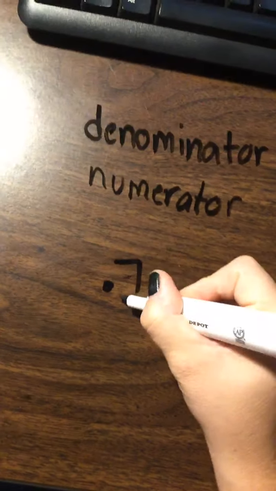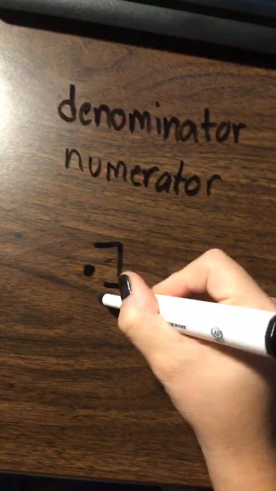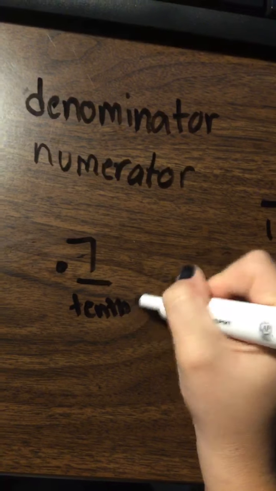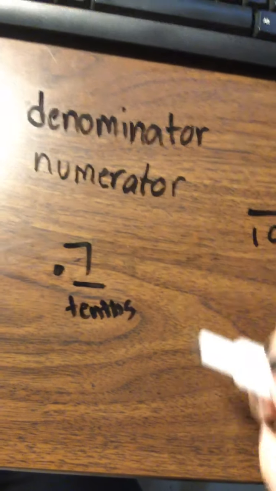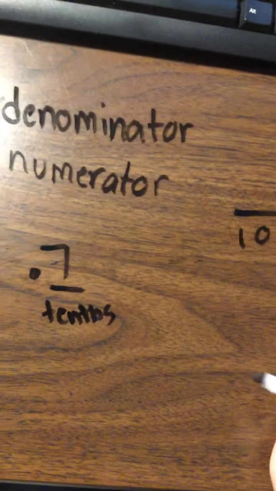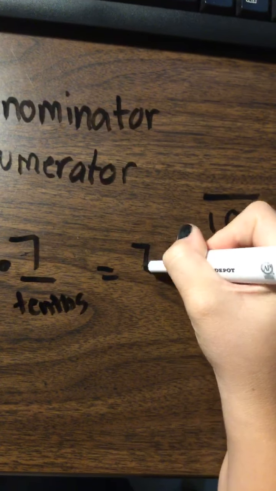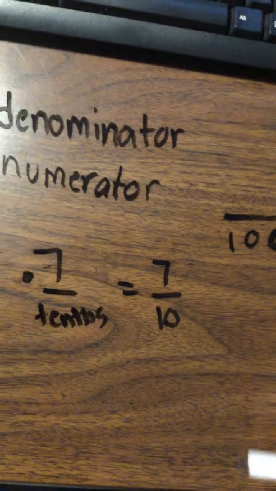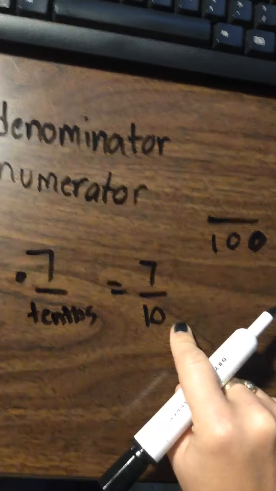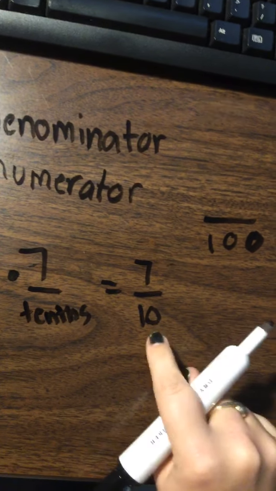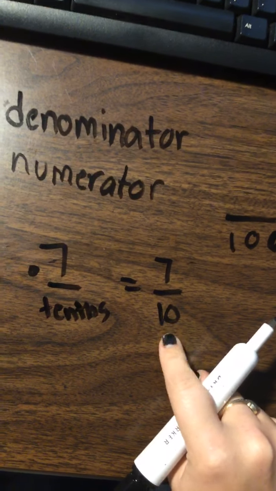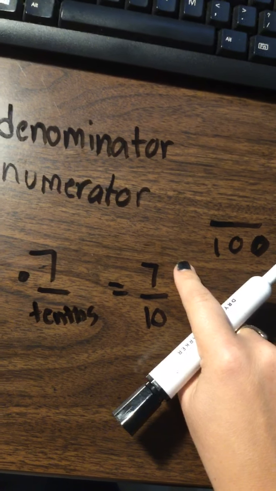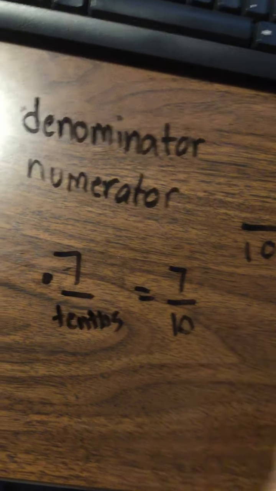Well, in place value, this spot right here is my tenths. How many tenths do I have? I have 7. So if you were going to put this as a fraction, it would be 7. 7 what? Tenths. We're not putting 100 down here because we don't have a hundredths. We have tenths. That means it's cut into 10 pieces. 7 of them are used up, so we have 7 tenths.